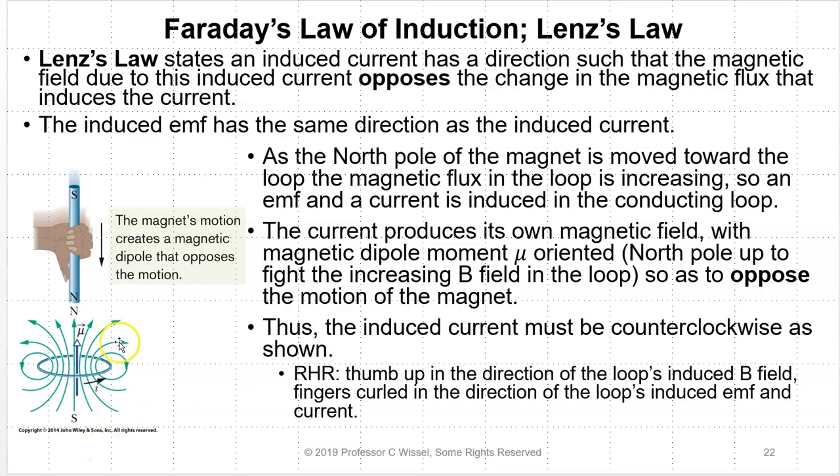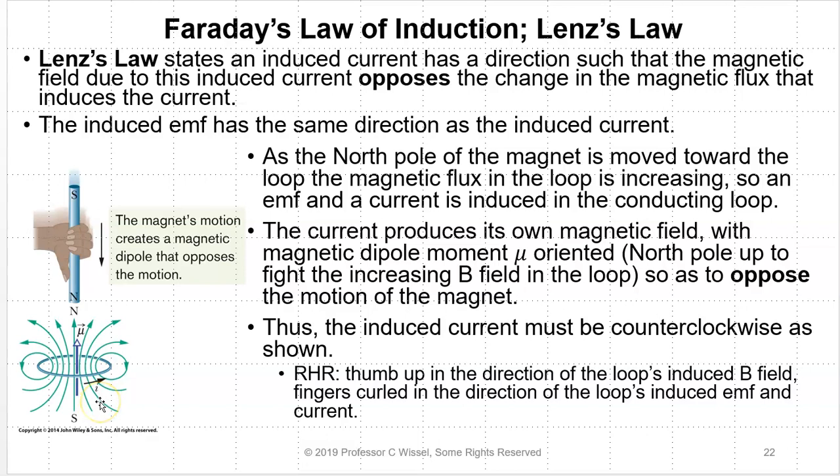Now, in this case, we have a loop here. As the north pole of the magnet is moved toward the loop, the magnetic flux in the loop is increasing. So an EMF and a current is induced in the conducting loop. The current will produce its own magnetic field with a magnetic dipole moment mu oriented upward. In other words, the magnetic dipole moment is basically the direction of this dipole's north field, so the north pole is up, to fight the increasing magnetic field in the loop. This is to oppose the motion of the magnet. Thus, the induced current must be counterclockwise as shown.